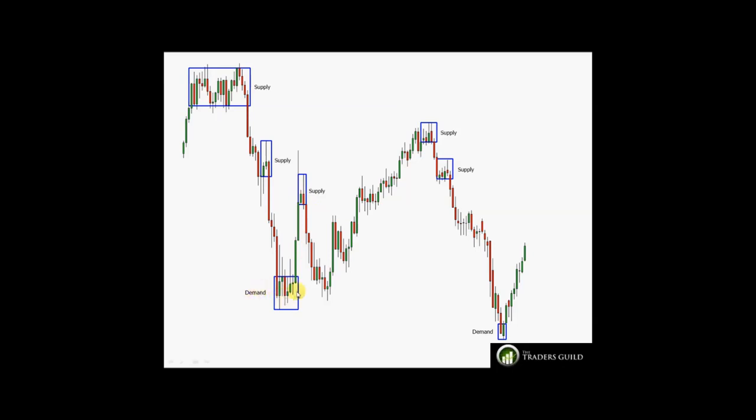A demand zone is where demand is exceeding supply, i.e. where the imbalance occurred within this zone.